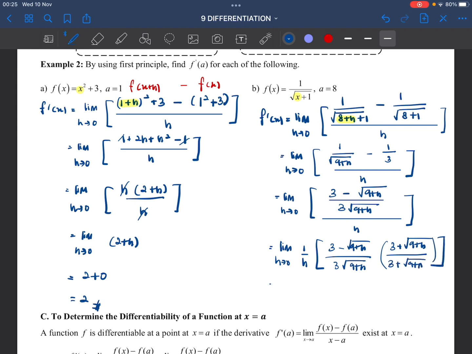Okay, so simplify lah. So, the answer here is 1 over h. Atas, ingat, you don't need to expand everything. Only expand a plus b, a minus b. Okay. So, obviously, we're going to expand yang dekat atas tu. So, here the answer is 9 minus (9 plus h). So, yang bawah akan jadi 3 square root of (9 plus h), 3 plus square root of (9 plus h).